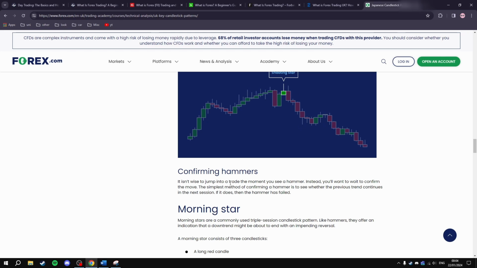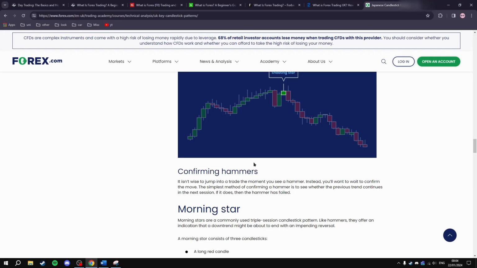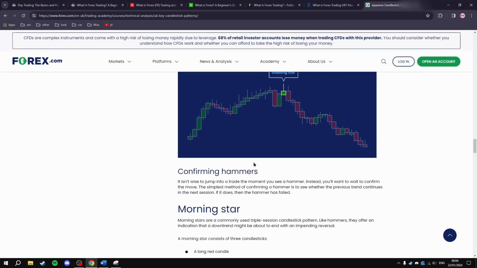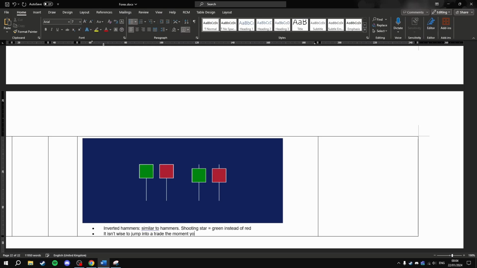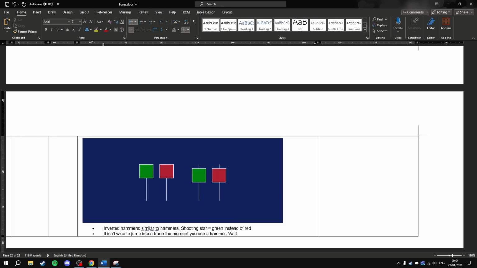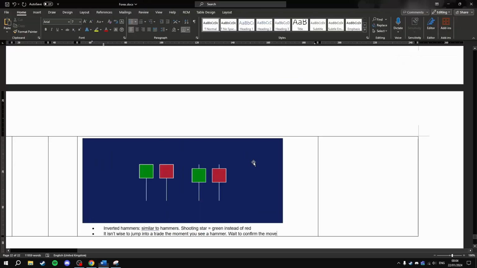Confirming hammers. It isn't wise to jump into a trade the moment you see a hammer. Instead, you want to wait to confirm the move. The simplest method of confirming a hammer is to see whether the previous trend continues in the next session. If it does, then the hammer has failed, because the hammer is meant to reverse it, basically.